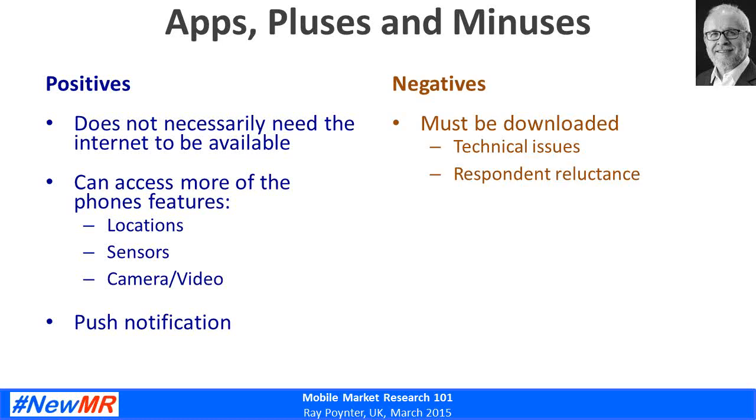What are the negatives about apps? It's got to be downloaded onto your device, and that raises technical issues. People are not always competent in how to download it. It may not be written well for all the various types of devices that people are using. And then there's respondent reluctance. People in a wide range of research on research studies have shown themselves to be much less liable to download an app than just to do a survey through their browser. So we need to work out ways of getting around that respondent reluctance.